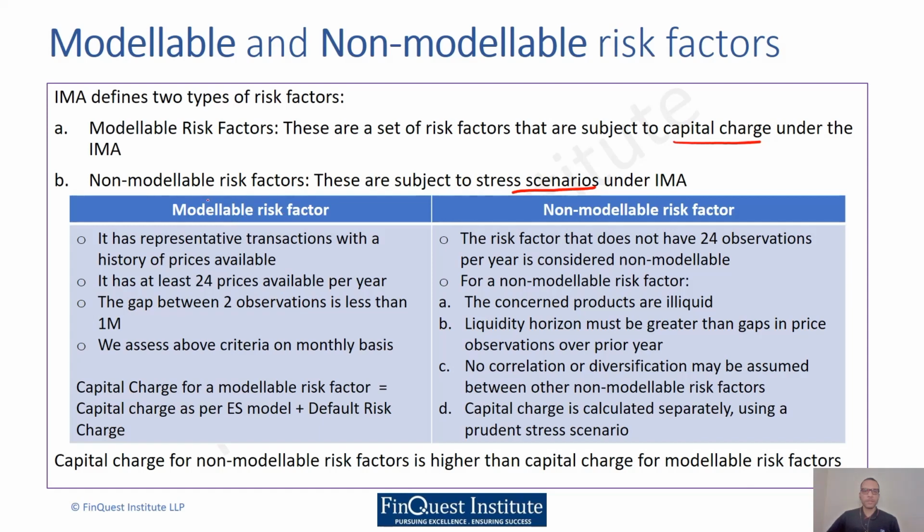So look at the modellable risk factor first. A risk factor is said to be modellable if it has a representative transaction with a history of prices which are easily available. Then there should be at least 24 prices available per year. So out of these 24, at least 24, right? Out of any two observations, the gap should be less than 1 month. And we keep on verifying this criteria on a monthly basis, so as to understand whether a risk factor is still liquid enough, i.e. can it still be qualified as a modellable risk factor or not.